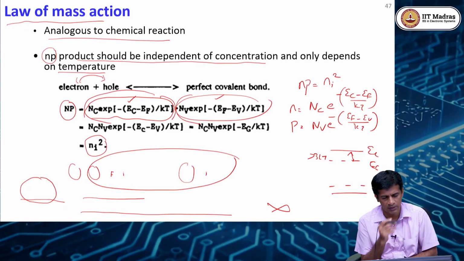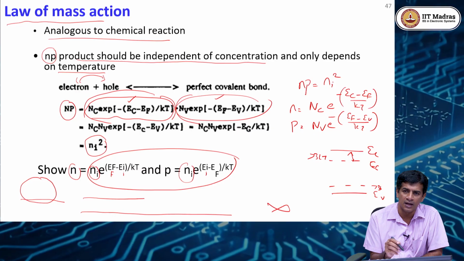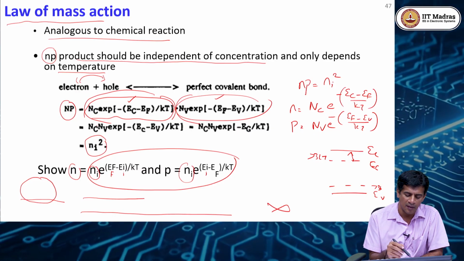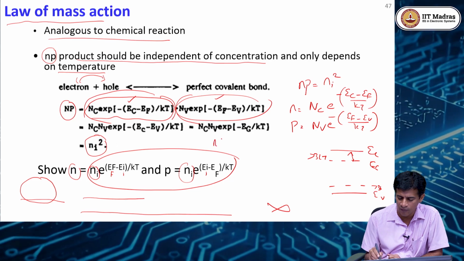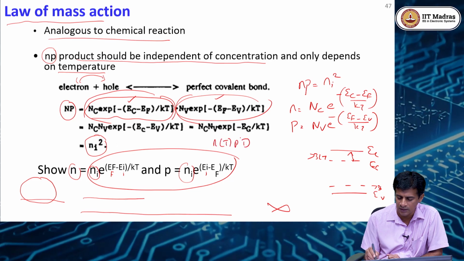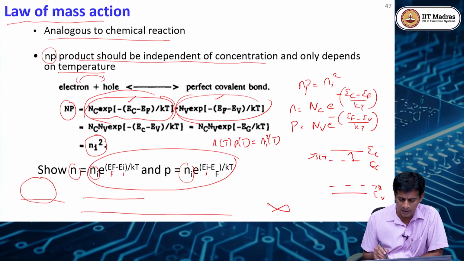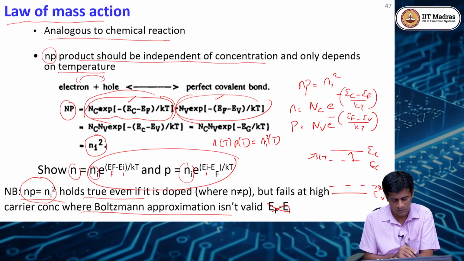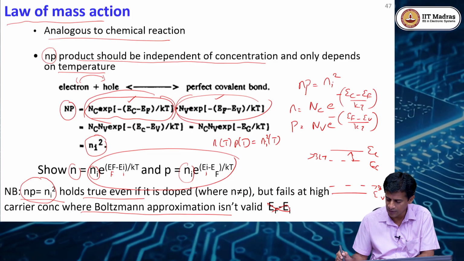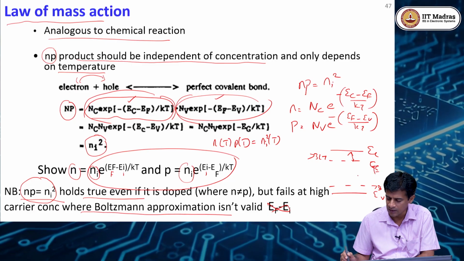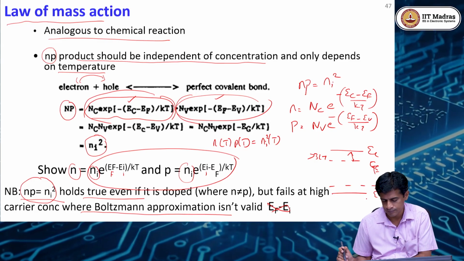And the last one is about the law of mass action, which is essentially the np product. The np product is equal to ni squared at that temperature. So n at any temperature times p at that temperature is equal to ni squared at that temperature. This is valid as long as the Maxwell-Boltzmann approximation is true, that is, when your Fermi level EF is at least 3kT away from the bottom of the conduction band or 3kT away from the top of the valence band.